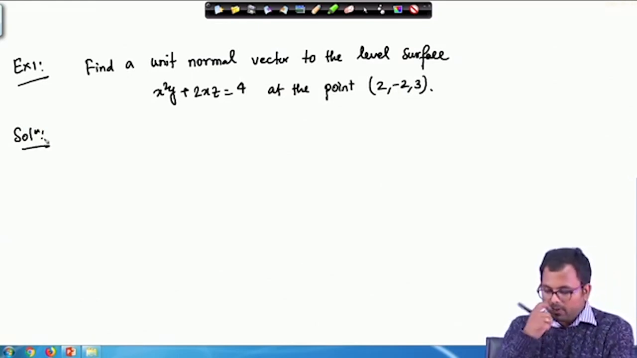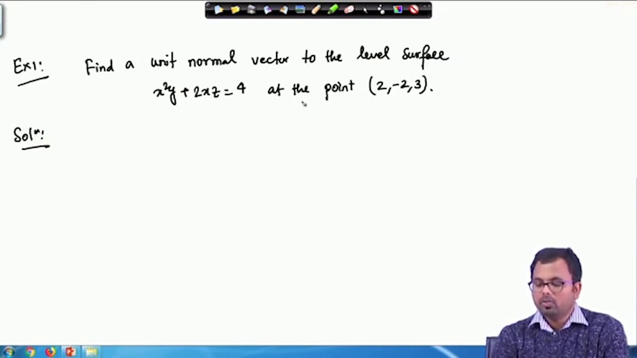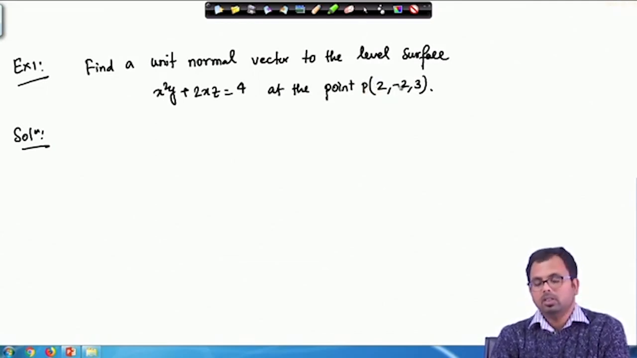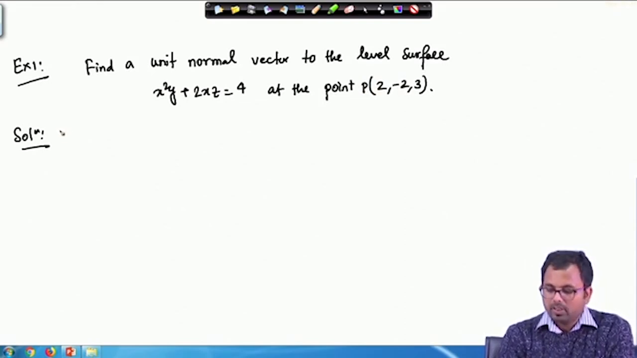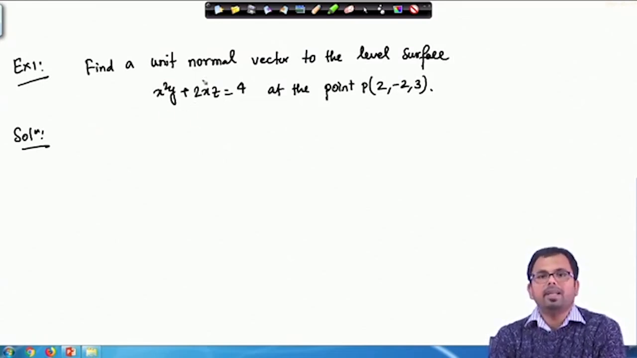So, our given level surface is x square y plus 2xz equals 4, and we have to calculate the unit normal vector at the point. Let us call it P, at the point P(2, -2, 3). From the result on level surfaces, we know that the gradient of f is normal to this level surface. Here it says to find a unit normal.